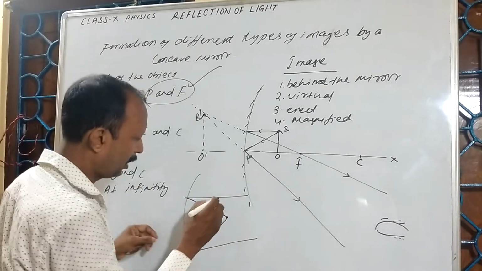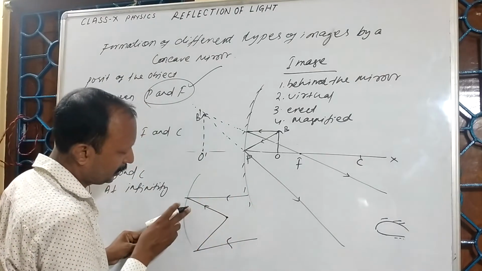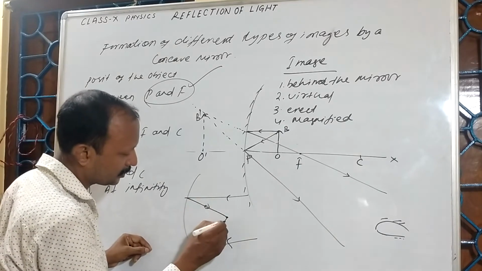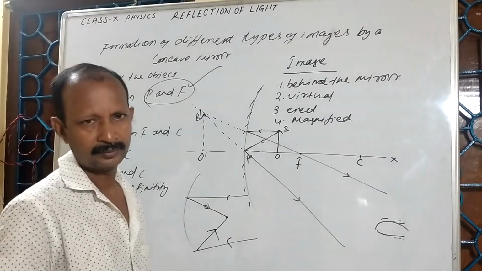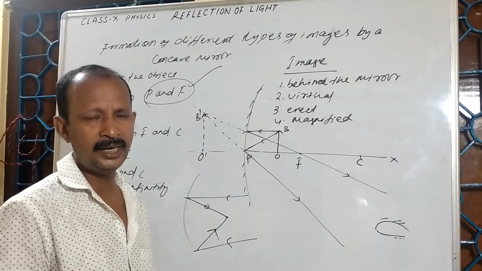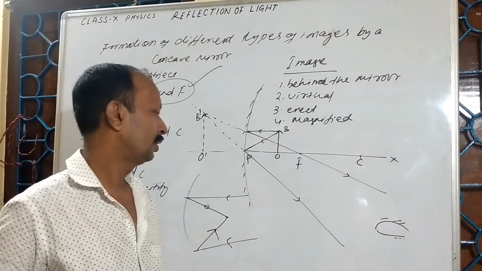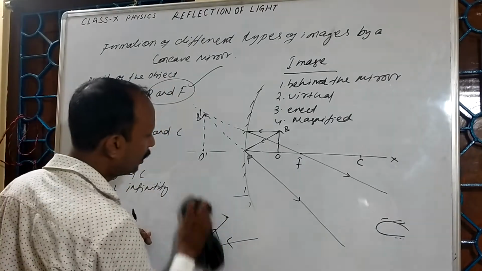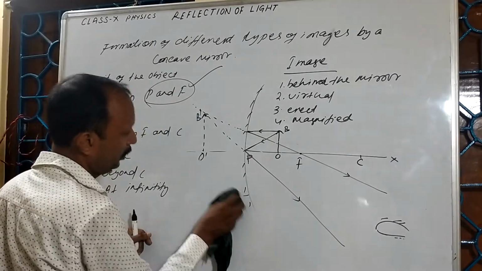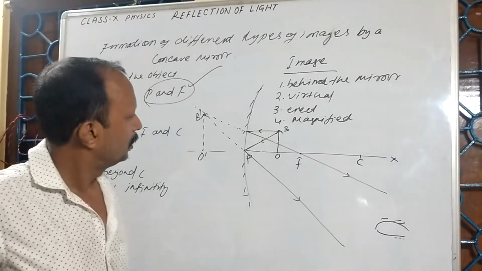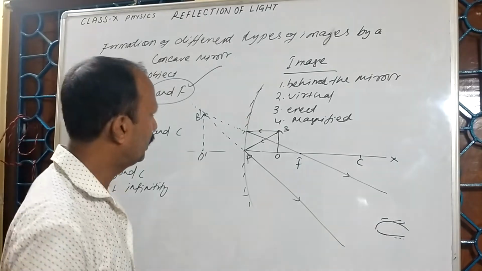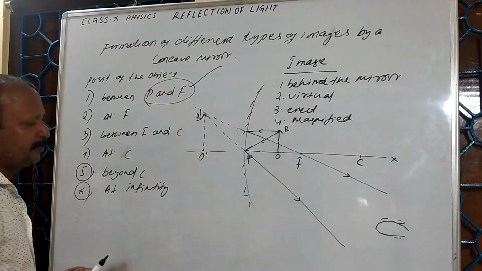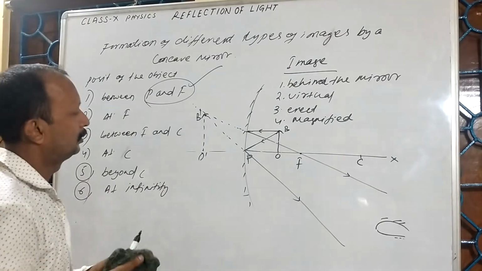Okay? Or if the light rays come parallel, the entire light will focus at the teeth. That means he can see it clearly. Okay. So these are the applications of a concave mirror. Okay. Now some more applications later I shall tell you. So image formation when the object is between pole and focus.